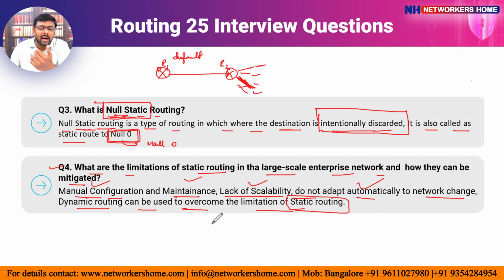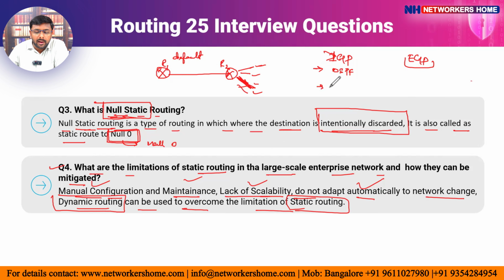To overcome the limitations of static routing, we have the concept called dynamic routing. And we know that dynamic routing is divided into two parts: one is IGP and one is EGP. IGP is Interior Gateway Protocol and EGP is Exterior Gateway Protocol. Some protocols come under IGP, some under EGP. Examples of IGP would be OSPF and EIGRP.